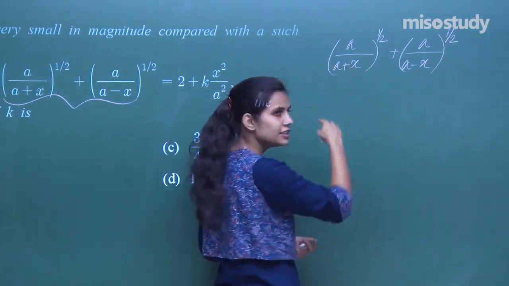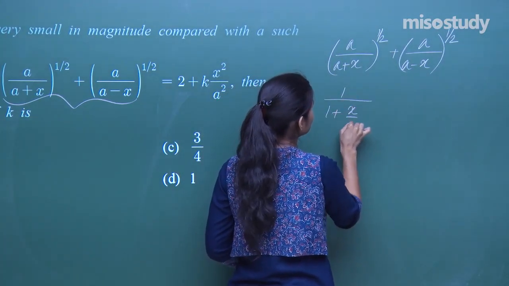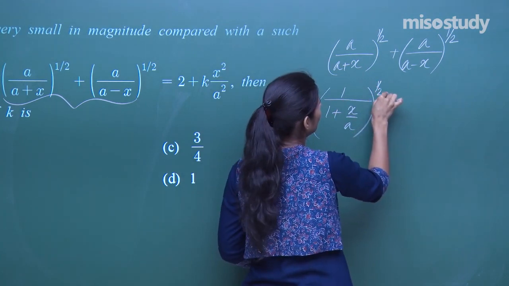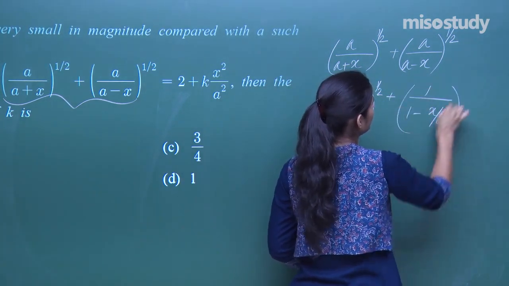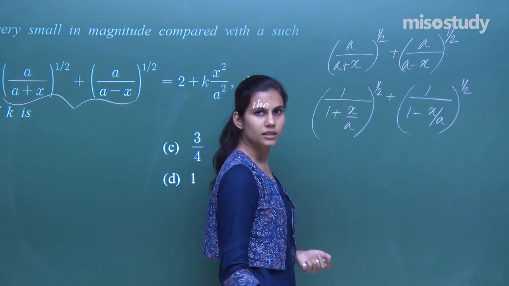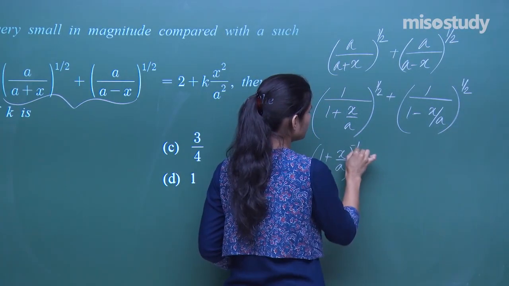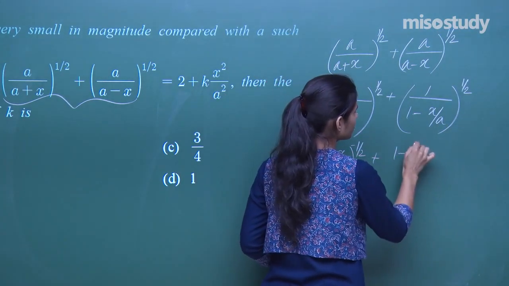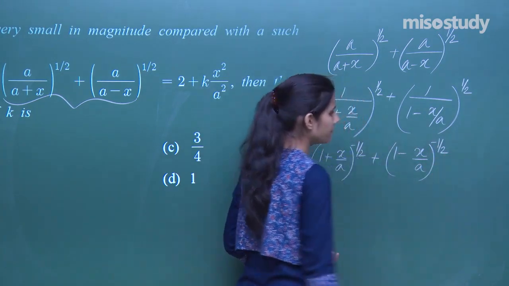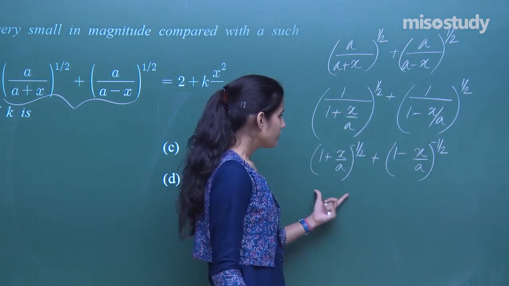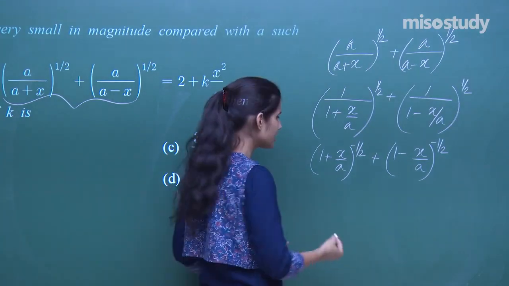I can divide numerator and denominator by a. I am going to get 1 upon 1 plus x by a whole to the power half plus 1 upon 1 minus x by a whole to the power half. Or I can write it as 1 plus x by a whole to the power minus half plus 1 minus x by a whole to the power minus half. Now you can very easily expand, right? For larger index, for different index, we have done this expansion.